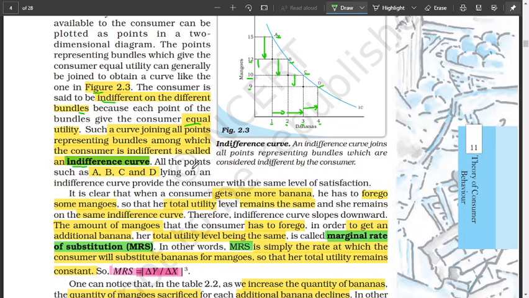Even though the satisfaction remains the same, the totality remains the same, because you are moving on the same indifference curve. So the amount of mango, from 15, now you consume 12 if you go from A to B to get one more banana.